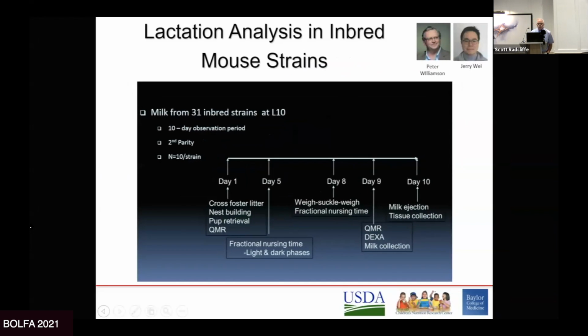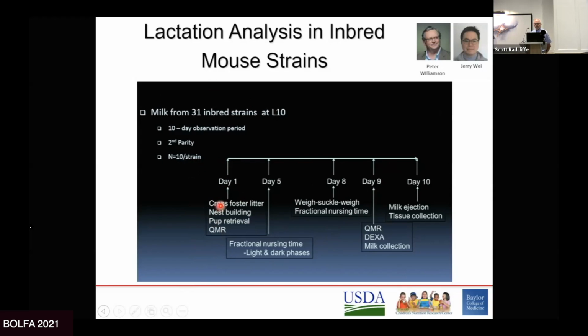So the work was started, and this was in 2011 where we originally did this collection, and it was done with the help of Peter Williamson, who's at the University of Sydney. He had a student, Jerry Way, who came over and worked as a postdoc in the lab for a while. And in fact, we still have a lot of samples from that original collection that he helped get. But what we had were 31 inbred strains, and we studied them over the first 10 days of lactation. So the 10-day period, they were all second parity. And the sort of timeline is shown on the bottom.